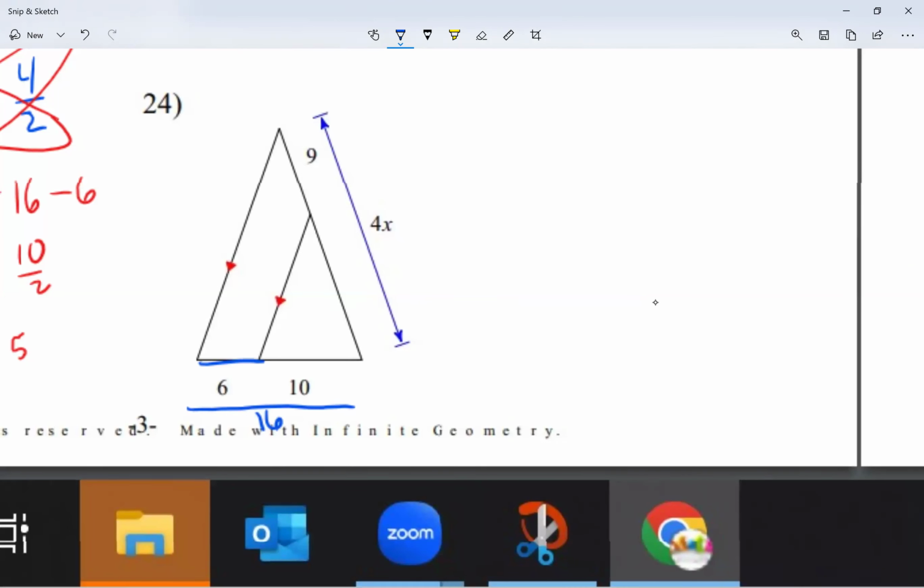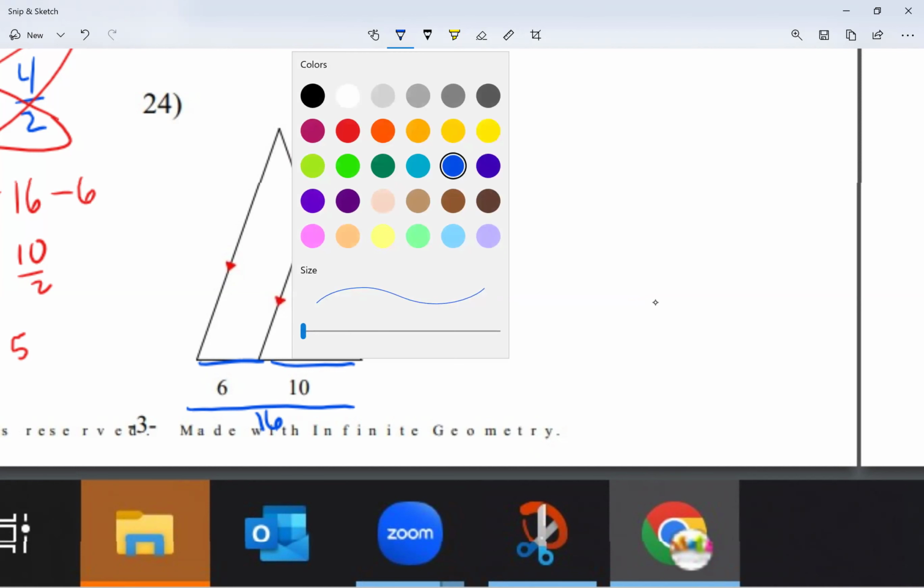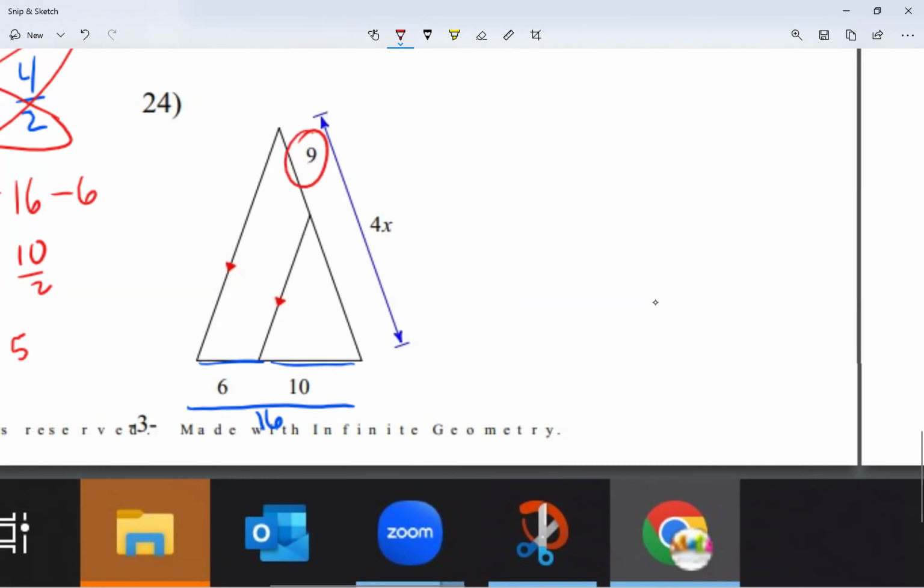Because remember, when I add the two small measurements, 6 and 10, they have to add up to the big measurement, which is 16. Okay. Now from the side that has the x, I'm going to use the values 9 and 4x. Let me make a fraction. It doesn't matter where the x goes. I'm going to put it on top. So I'm going to do 4x over 9 equals.